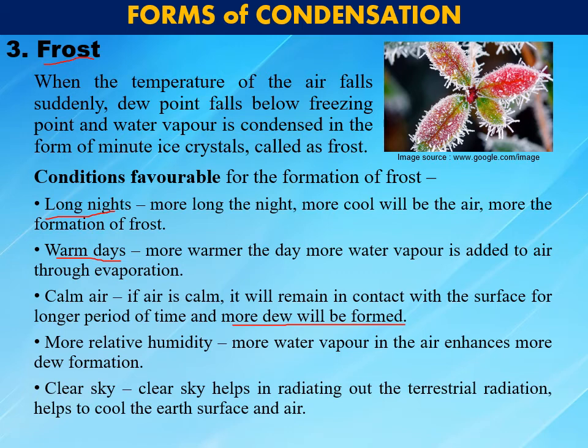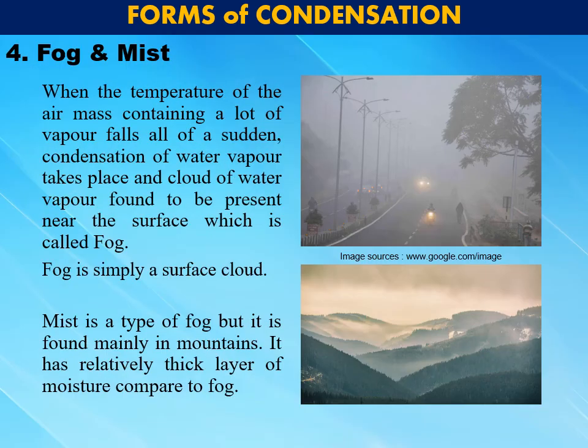The fourth type is the fog and mist. When the temperature of the air mass containing a lot of water vapor falls all of a sudden, then condensation of water vapor takes place, and the cloud of water vapor is present near the surface. Then it is called fog. So fog is basically simply a surface cloud.